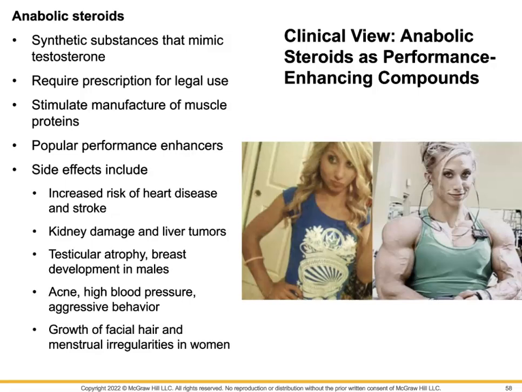Anabolic steroids are synthetic substances that mimic or act like testosterone. Now, they do require a prescription for legal use. Their main job is to produce muscle proteins. Anabolic steroids only have a few accepted medical uses, including the treatment of delayed puberty. Add more testosterone, drive puberty to occur.